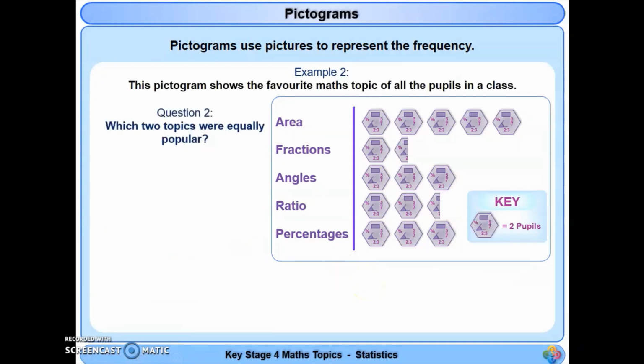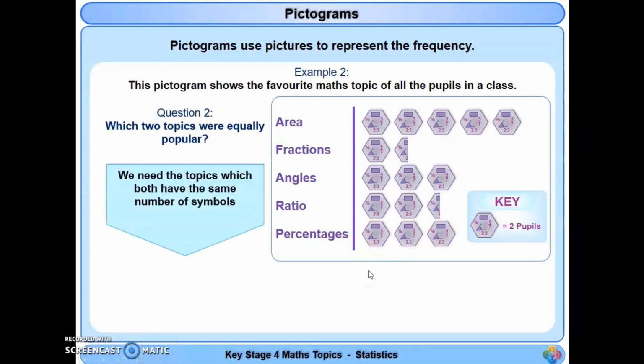Question 2. Which 2 topics are equally popular? So we're looking for 2 topics which are represented by the same number of pictures. So if we look over into the pictogram for angles, we've got 1, 2, 3 images representing 6 pupils, and percentages, we also have 1, 2, 3 images representing 6 pupils. So we can say that angles and percentages are equally popular. There is 6 students who prefer angles and there are 6 students who prefer percentages.